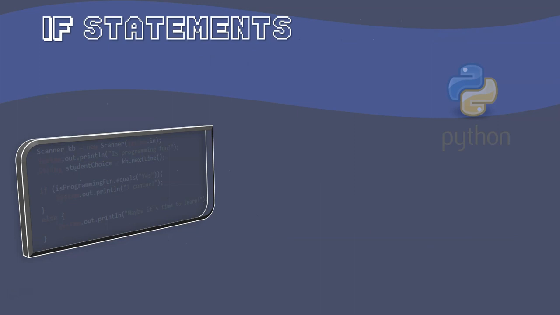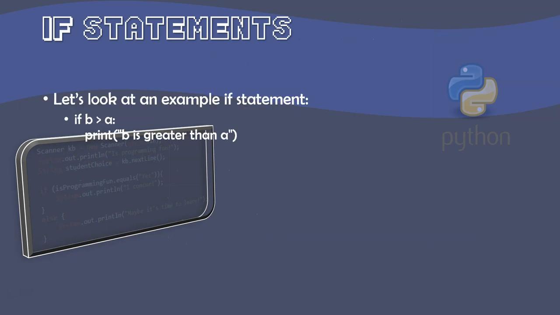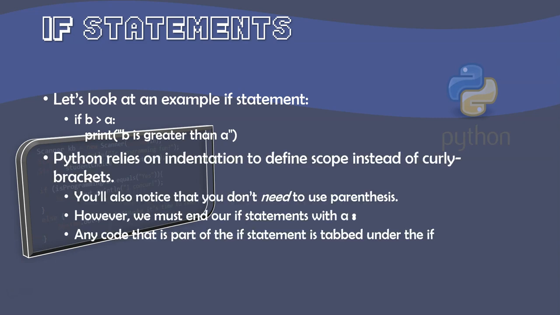So let's start first with a simple if statement. We could say very easily, if b is greater than a, colon, print, quote, b is greater than a, end quote. And one thing you'll note about this is that Python relies much more on indentation to define scope instead of the curly brackets that we're used to. You also notice that we don't have to use parentheses around b is greater than a. You can, and I do tend to, because I then have a proper defining bound, and it's parenthesizing my expression.